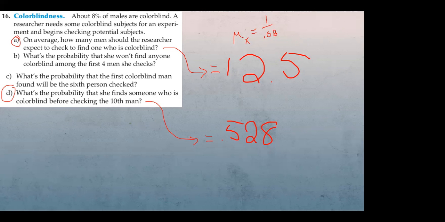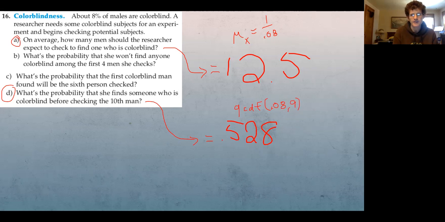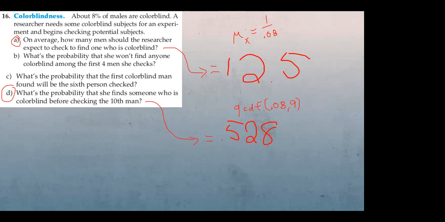You do geometric CDF and then enter 0.08 for the p and 9 for the, I don't remember what the other value is, but you enter 9 for it. Yeah, so it says X value. That just means basically the trial number, the event number in order. So there we go.